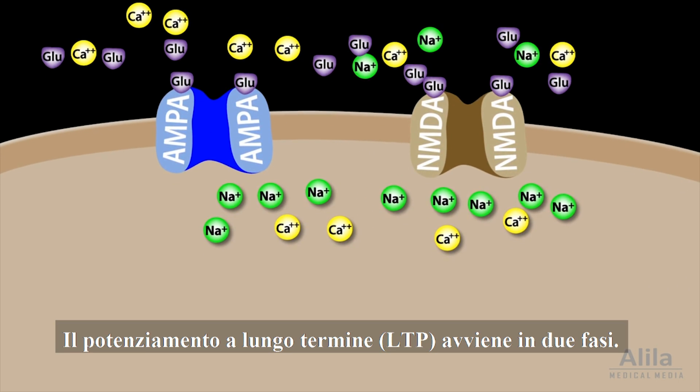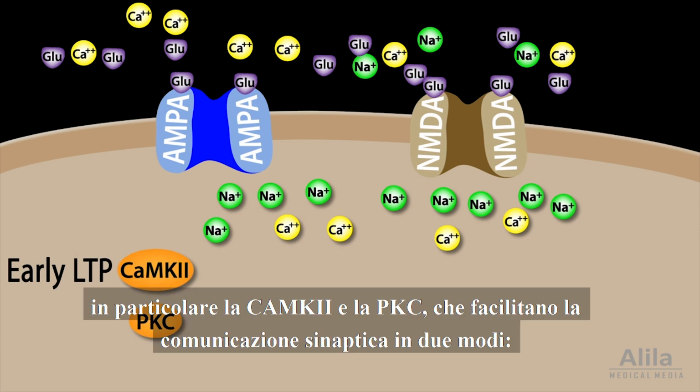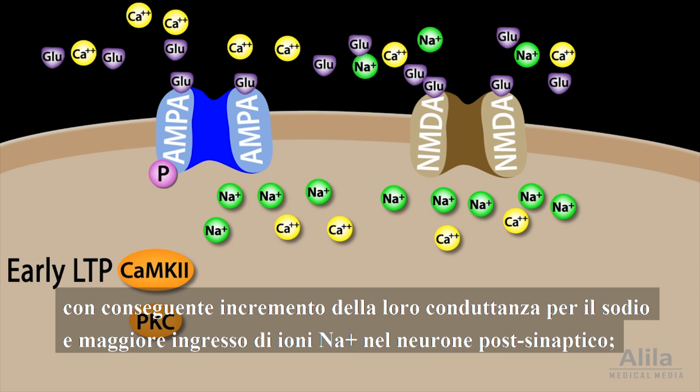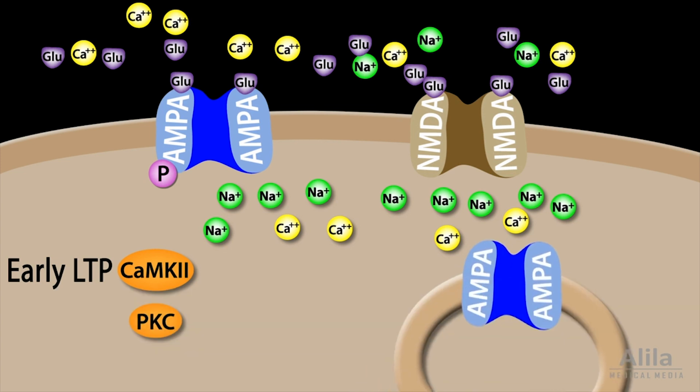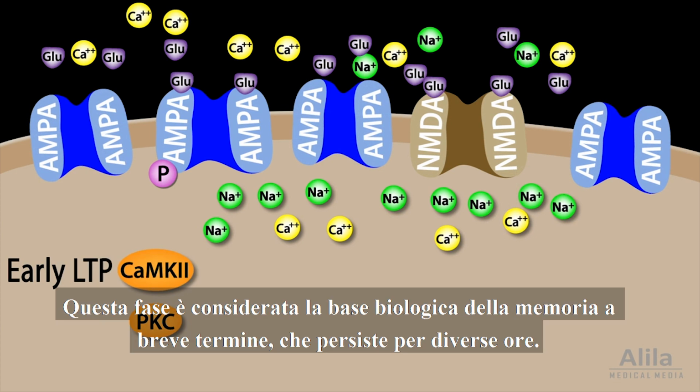There are two distinct phases of LTP. In the early phase, calcium initiates signaling pathways that activate several protein kinases. These kinases enhance synaptic communication in two ways. They phosphorylate the existing AMPA receptors, thereby increasing AMPA conductance to sodium, and help to bring more AMPA receptors from intracellular stores to the postsynaptic membrane. This phase is thought to be the basis of short-term memory, which lasts for several hours.